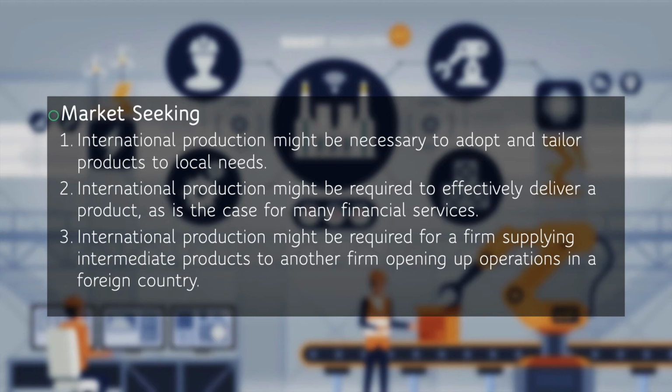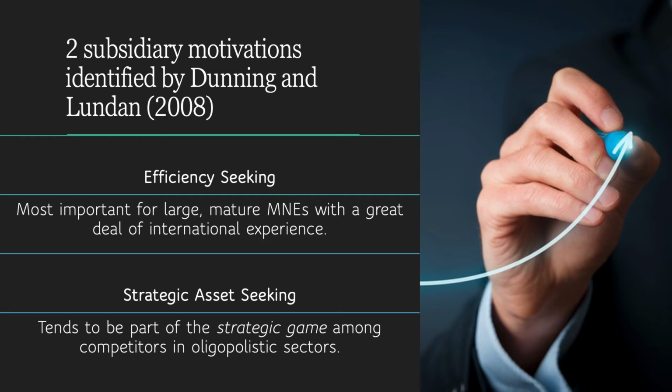Along with the two central motivations for international production of resource seeking and market seeking, there are two subsidiary motivations identified by Dunning and Lundan in 2008. One of these is efficiency seeking. As expressed by these authors, the concern here is to rationalize the structure of established resource-based or market-seeking investment in such a way that the investing company can gain from the common governance of geographically dispersed activity. This efficiency may stem from economies of scale, economies of scope, and a concept we discuss in the next chapter called firm-level economies. The efficiency-seeking motivation is most important for large mature MNEs with a great deal of international experience.